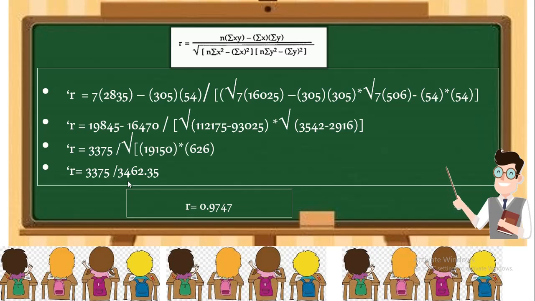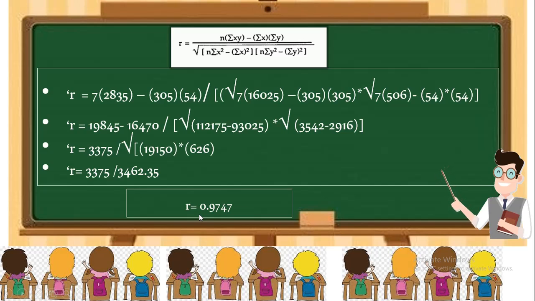0.9747 positive. So the interpretation is, there is positive correlation between variable x and variable y. This is not perfect correlation, but this is very high positive correlation, because correlation can range from -1 to +1, and this is very near to +1. So this is called very high positive correlation, positive because the r value is positive.